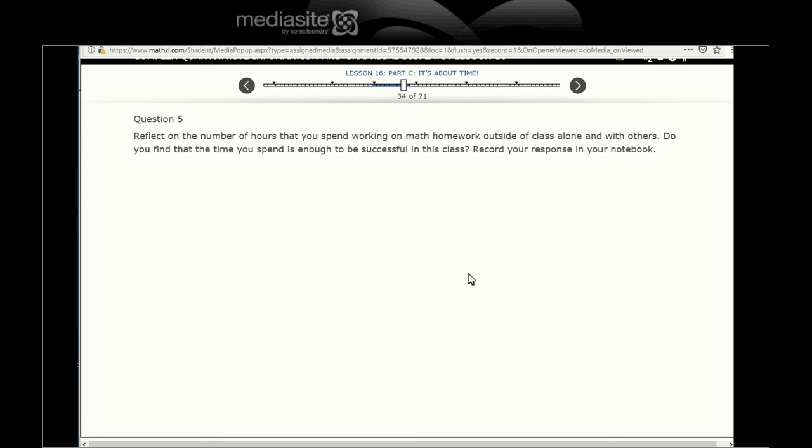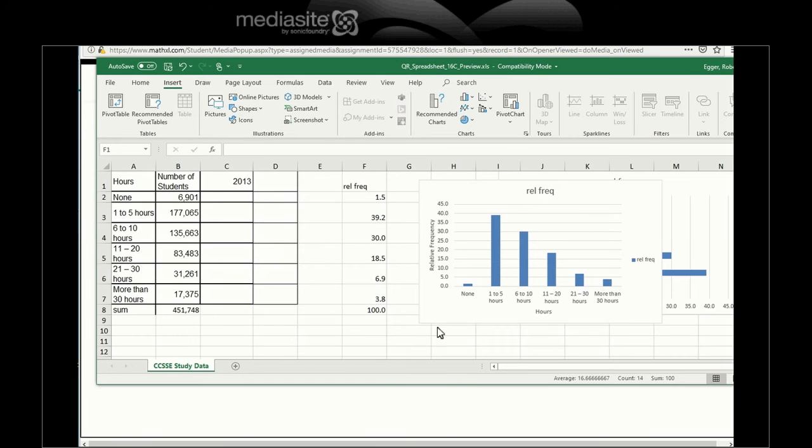Reflect on the number of hours that you spend working on math homework outside of class alone and with others. Do you find that the time you spend is enough to be successful in this class? And record your response in your notebook. So if this was being asked of you, where would you fall in this category? Which of these columns would you fall into?